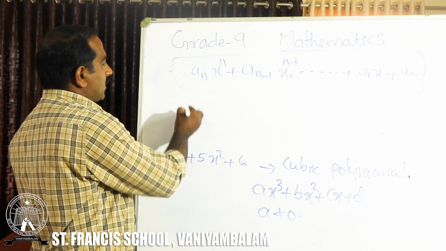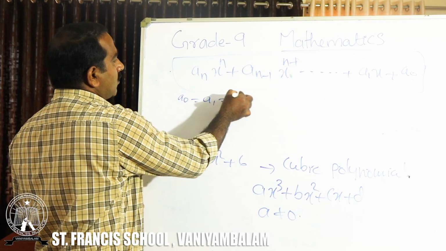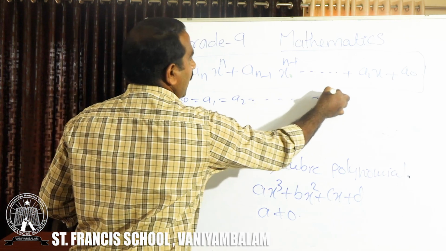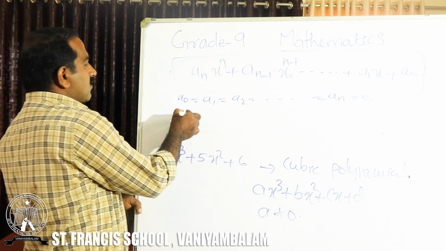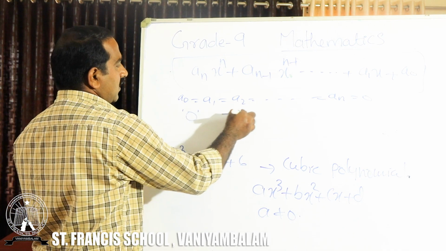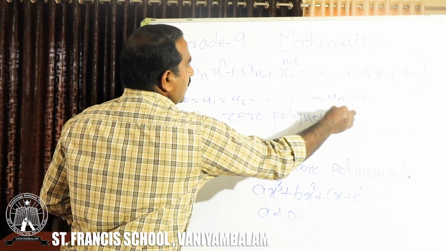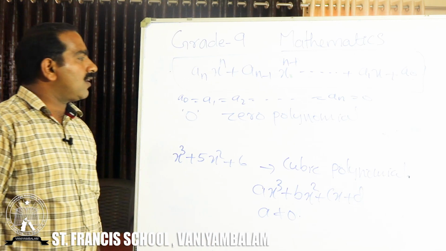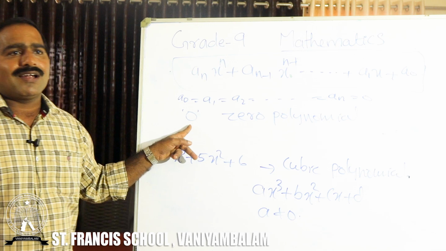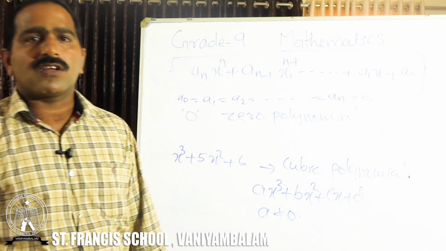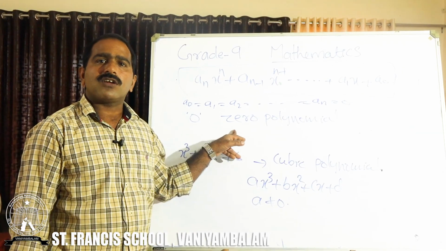And there is a particular case. In particular, if a0 equal to a1 equal to a2 equal to etc. equal to an equal to 0, then we get a polynomial that is called a zero polynomial. Zero polynomial. And can you say the degree of the zero polynomial? What is the degree of the zero polynomial? Here, the degree of the zero polynomial is not defined.